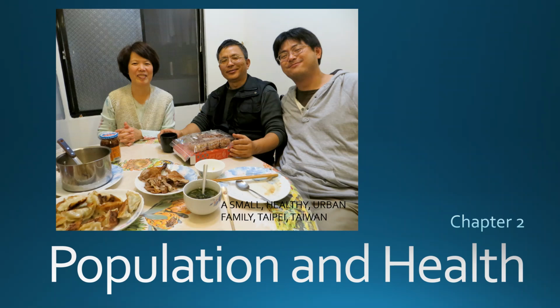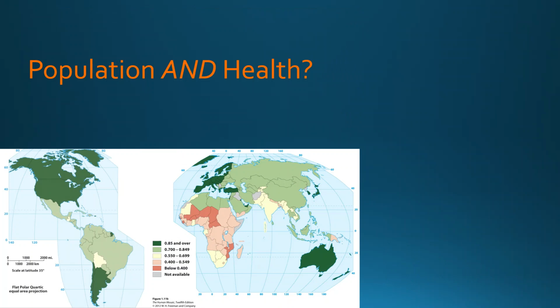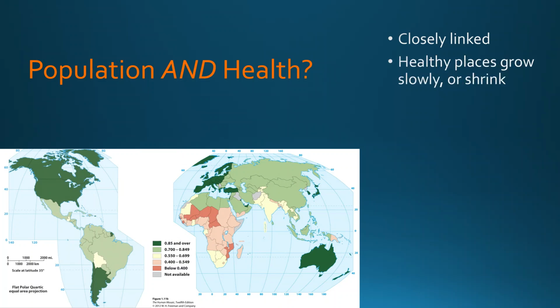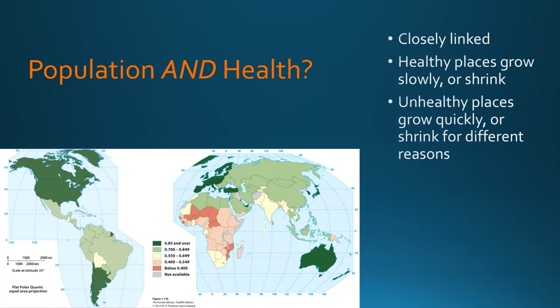And so we're going to be looking at some of the factors going forward of why some places have larger populations, why some have smaller, why some have larger family size, why some have smaller, and why some of them have better health outcomes than others. You might think, first of all, why are we talking about population and health together in the first place? They are very, very closely linked. Healthy places either grow slowly or begin to shrink, and we'll talk about why that is. Unhealthy places grow very quickly or shrink for very different reasons.